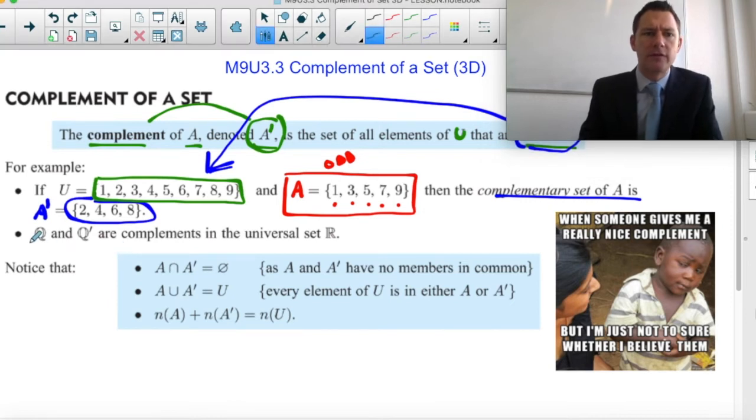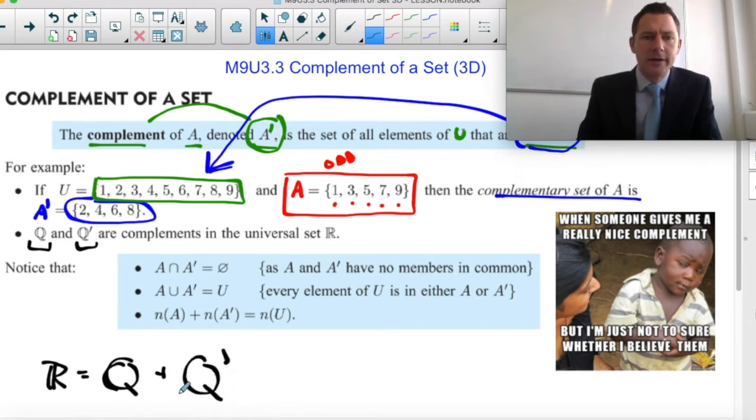So you could say this is like Q and Q prime are complements in the universal set R. So R is all real numbers. It means any number you can possibly think of is made up of Q, which is quotients, can be written as quotients, like a fraction, and also the stuff that can't be written as fractions. And you add those up and you'd get everything.